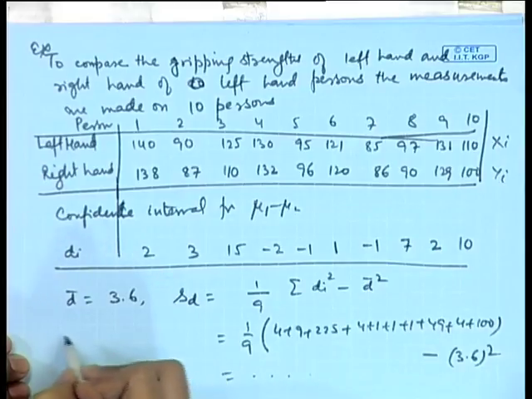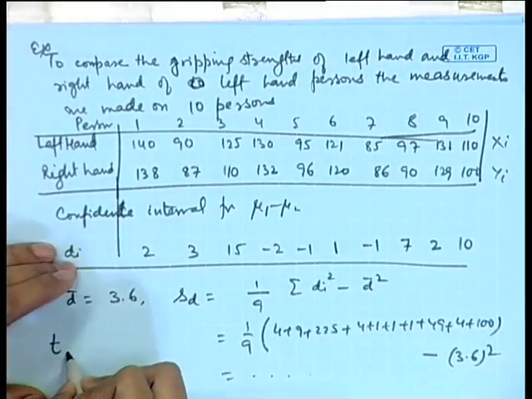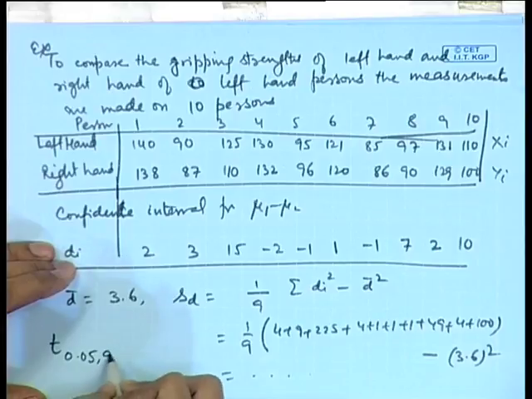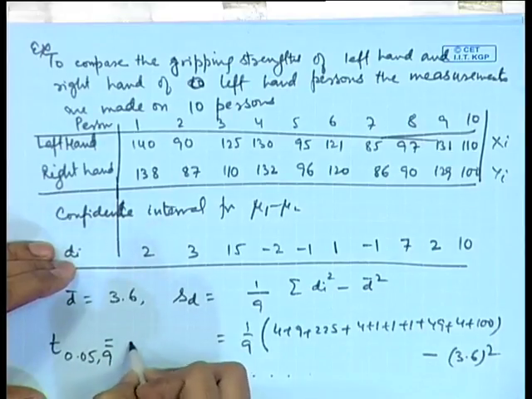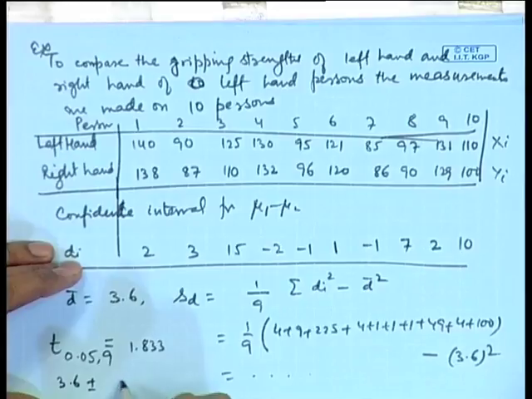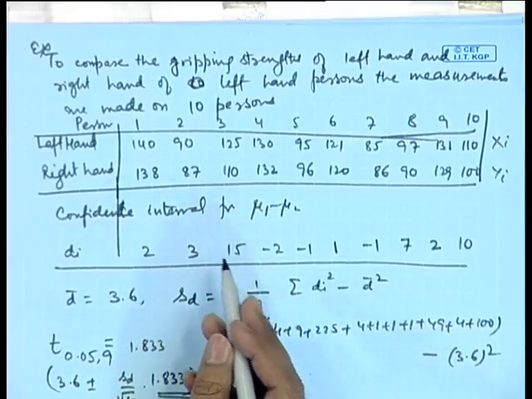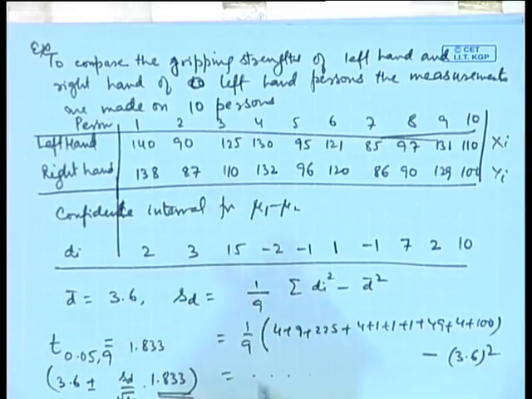Now, we look at the value of t, suppose we want a 90% confidence interval. So, we need t 0.05, that is equal to 1.833. So, we get the confidence interval as 3.6 plus minus S d by root 10 into 1.833. That will be the confidence interval for the difference in the gripping strengths of the left hand and the right hand of the left handed persons.